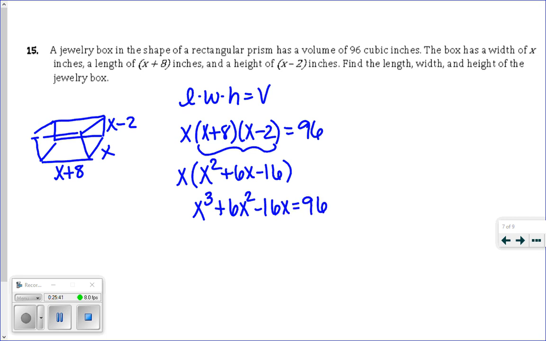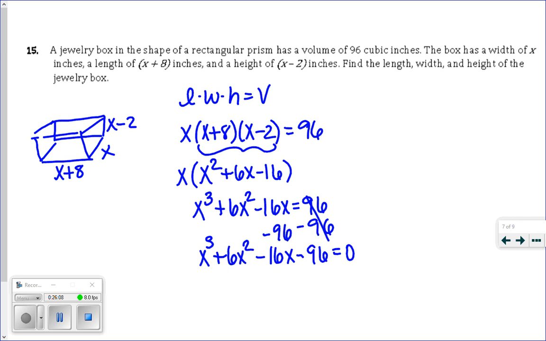Okay, so we're getting closer. Now we invite the 96 over to the left so that we can set this equal to 0. Our new equation is x to the third plus 6x squared minus 16x, and then minus 96, with nothing on the other side. So we move the 96 over. We now have 4 terms on the left, and this is equal to 0.